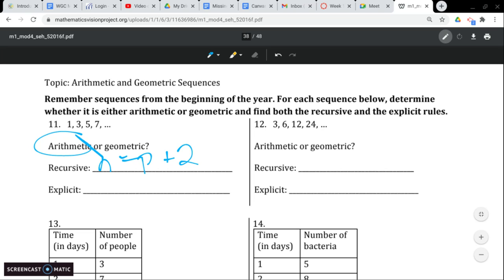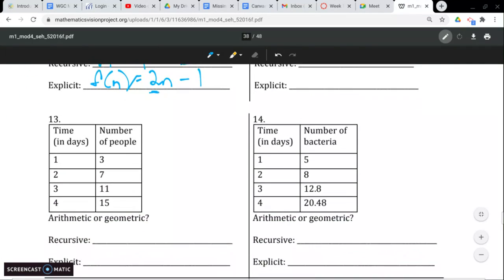So then our explicit equation, f of n equals 2n, because remember this number here will always be attached to our n. And then we have to find the 0 term. So this is our first term. So 1 minus 2 is negative 1. So the 0 term is needed on arithmetic sequences, but not on geometric.